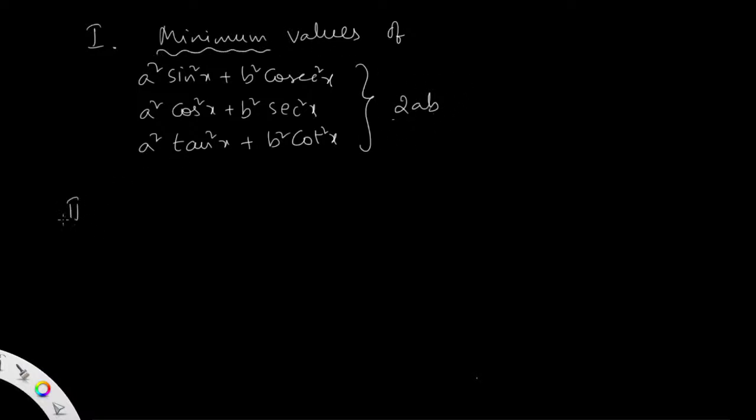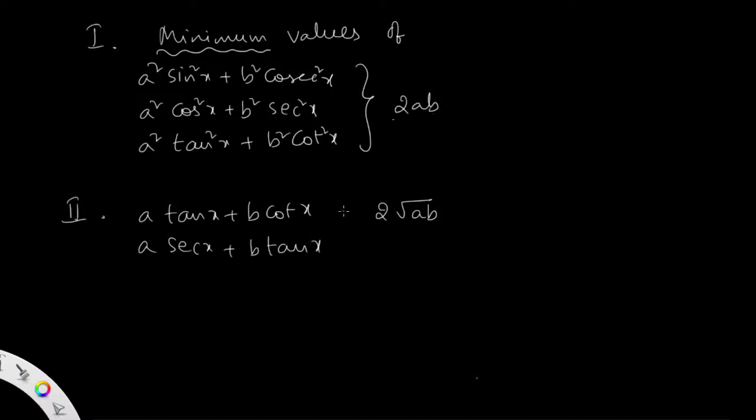The second set of forms is, suppose a tan x plus b cot x is given, then the minimum value is 2 root of ab. Or a into secant x plus b tan x, then the minimum value is root of a square minus b square. From these you have to solve and write.